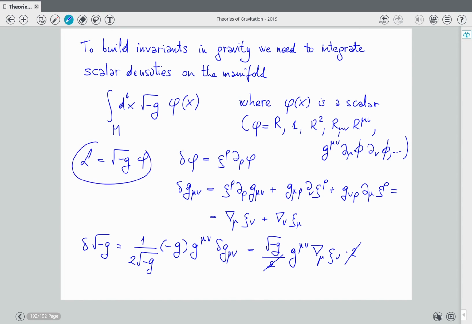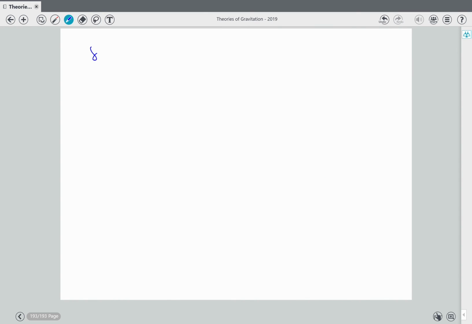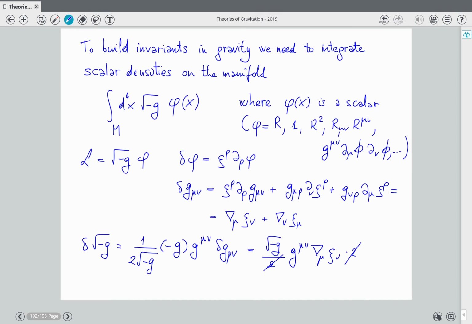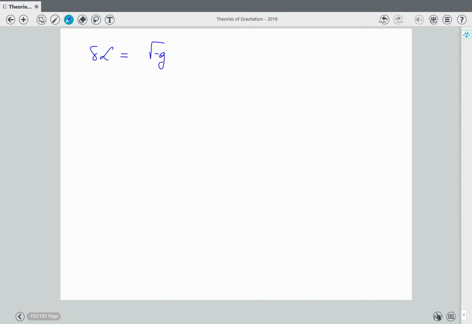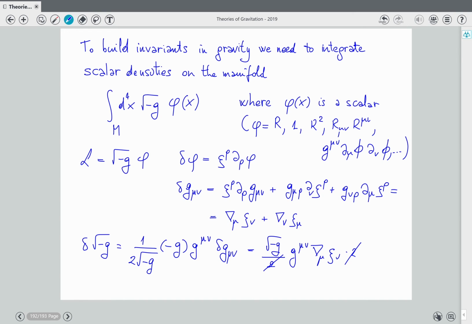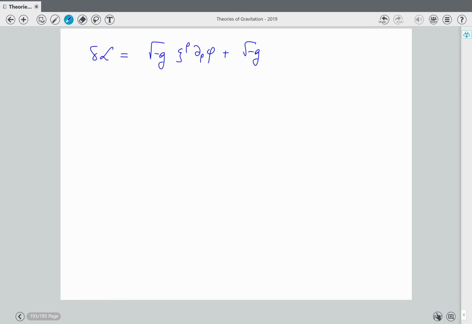So we can work out the infinitesimal variation of every Lagrangian. This is a generic Lagrangian. And so that's square root of minus g times the variation of phi plus phi times the variation of square root of minus g. And the variation of square root of minus g is this. So square root of minus g, g mu nu del mu psi nu, phi. Now, we know that the covariant derivative of a scalar is equal to its derivative, and the covariant derivative of the metric is 0.